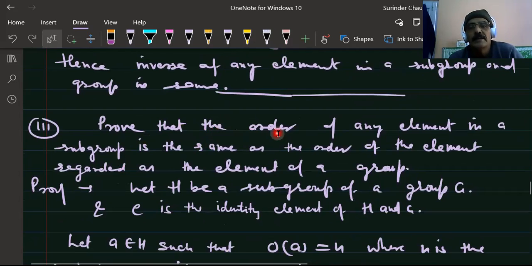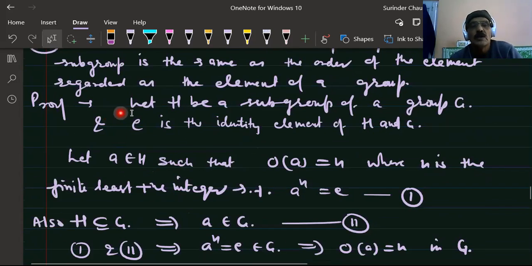Prove that the order of any element in a subgroup is the same as the order of the element regarded as an element of a group. So whether we find the order of an element in a group or a subgroup, the order of the element remains the same. H is a subgroup of the group G, and E is the identity element of both. We have proved the first property.